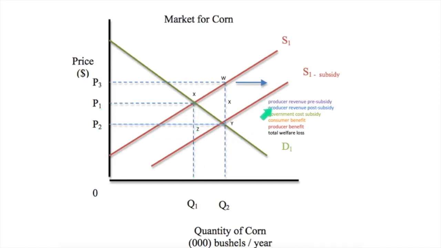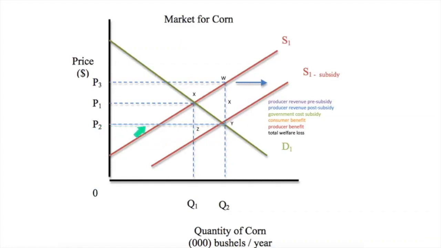What about post-subsidy producer revenue? Well, we've got to think about this one. Remember, the shift of the curve outward moved the supply curve to there. But what's happening here?